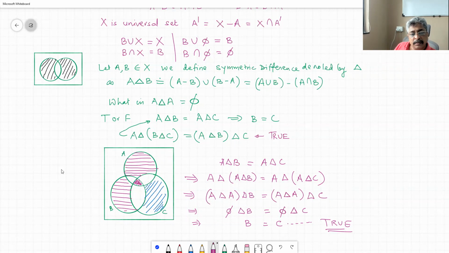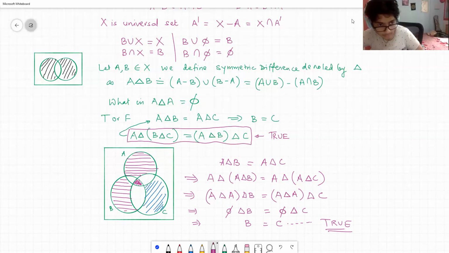Now we will do what we mean by power set, and then I will give you sufficient time to prove this result algebraically.